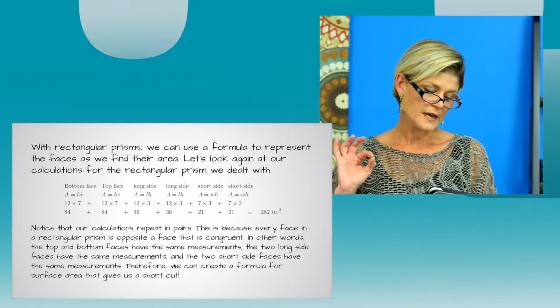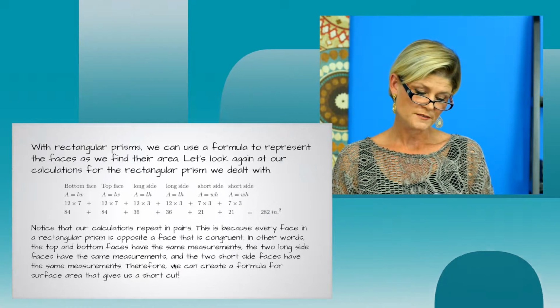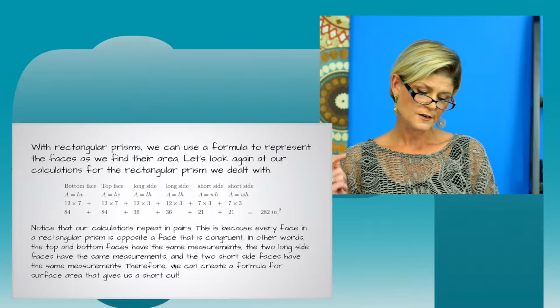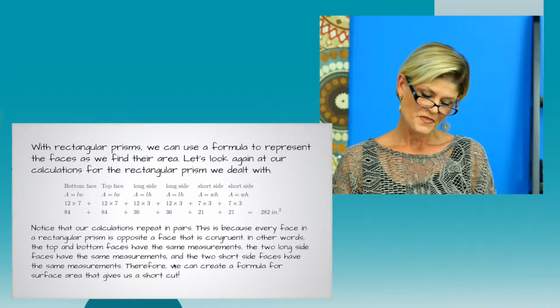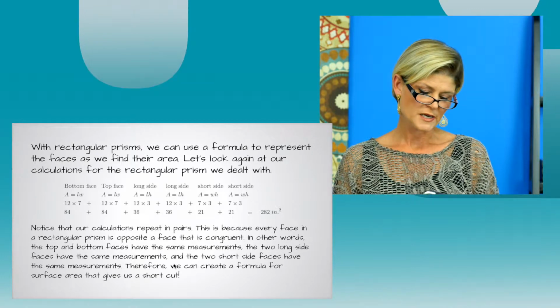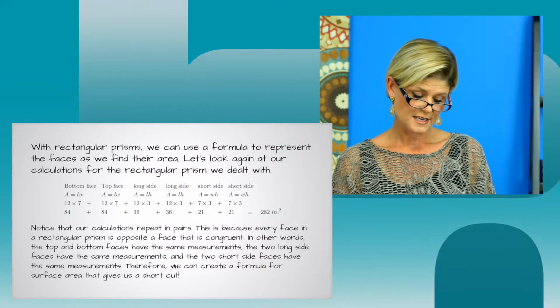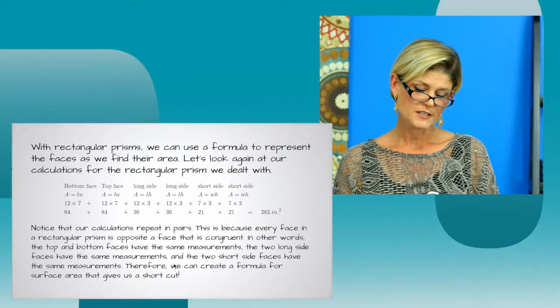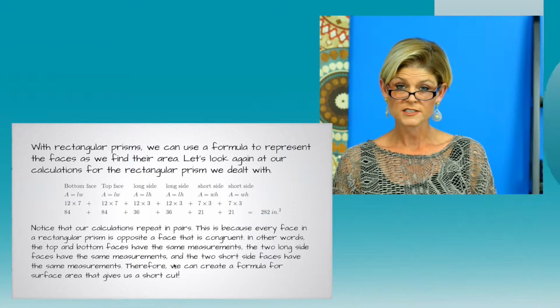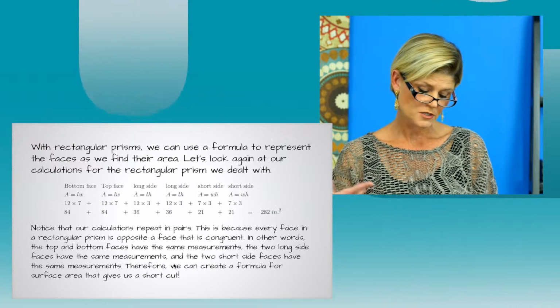The bottom face was area equals length times width, or 12 times 7 equals 84. Top face, area equals length times width, 12 times 7 equals 84. Do you see the pattern? You're probably seeing it already. The two long sides are the same measurements, 12 times 3 plus 12 times 3, 36 plus 36. And then the two short sides are the same as well, 7 times 3 for both sides being 21.